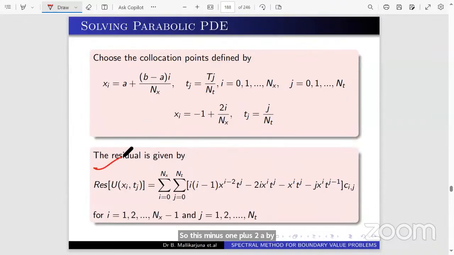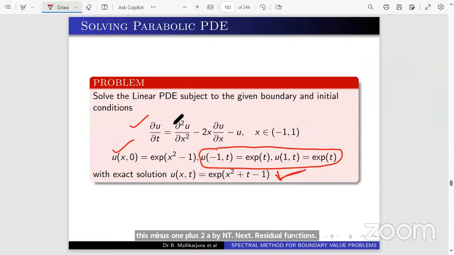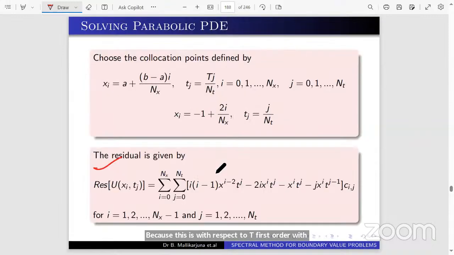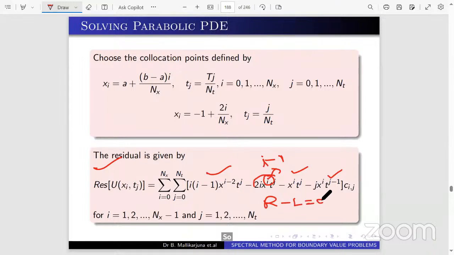Next, the residual function. Because this is first order with respect to t and second order with respect to x, we replace these in the second order terms. This is with respect to t, and in place of here it is i minus 1. This is the first order. So LHS minus RHS, or RHS minus LHS, is equal to 0. Either one you take. This is the result.